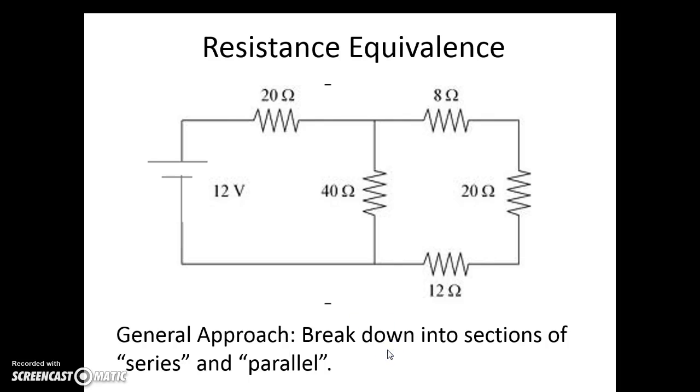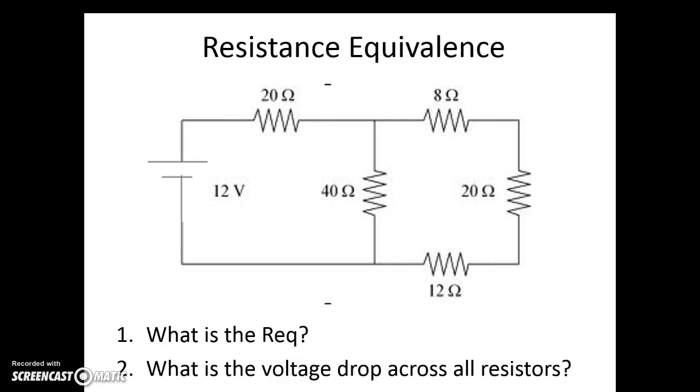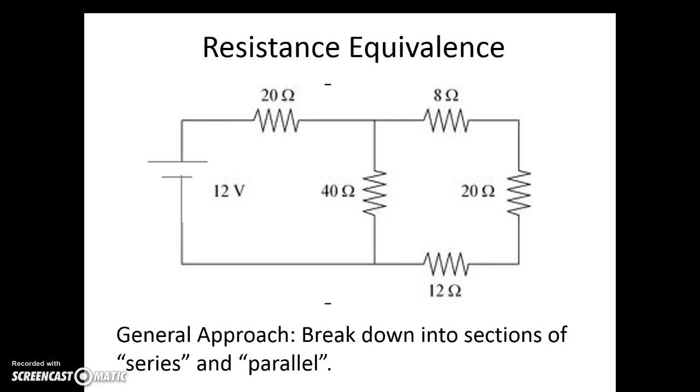The main approach, and of course there's no step-by-step because unfortunately they are all different, which means they will require different steps. But the general idea for each of these is that I'm going to look for sections that are completely parallel and completely series and break them down. If they're a part of another section that is a different circuit, we can't break it down.